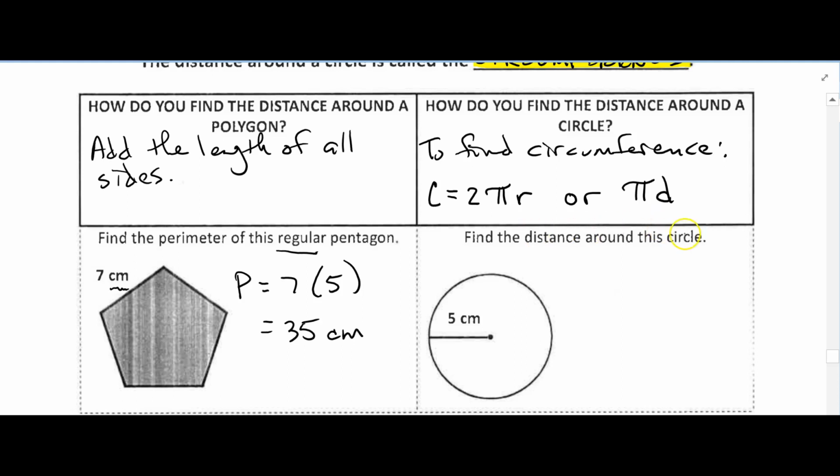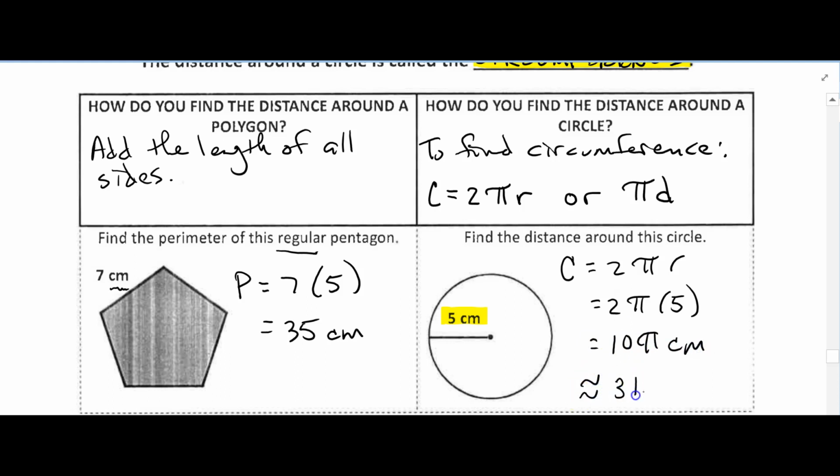Now, if we want to find the distance around the circle, we're going to have to find the circumference. Since we're given the radius here is 5 centimeters, I'm going to use the formula circumference is equal to 2 times pi times the radius. So that's 2 times pi times 5, which is 10 pi centimeters, which is approximately 31.4 centimeters. Now, we have two different answers here.